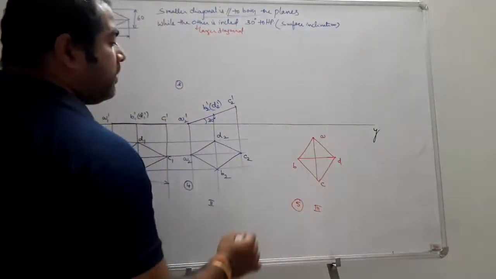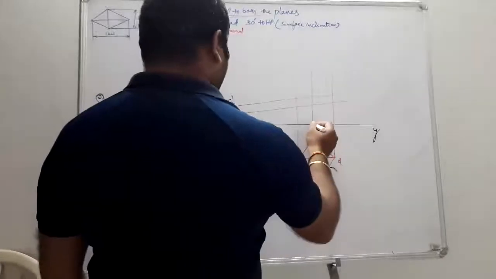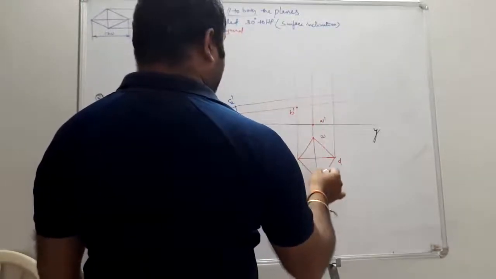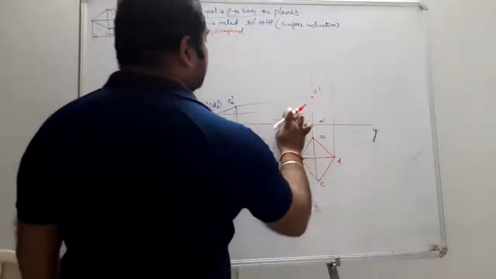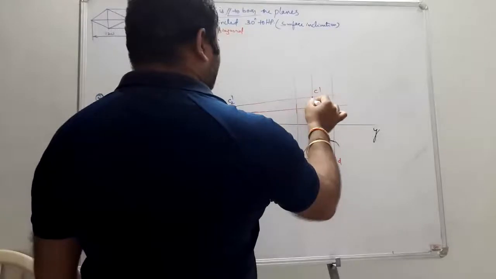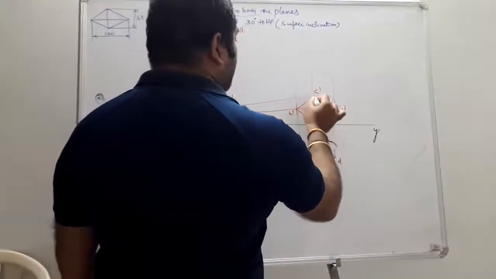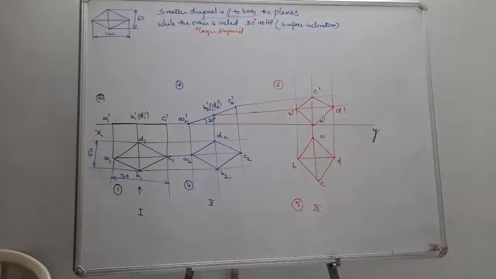From here draw the vertical projectors, from here draw the horizontals. Now mark the intersection points. So this becomes your A dash, B dash, C dash, and D dash. Now join all the points. So this becomes your step 6. Okay students, is it clear?